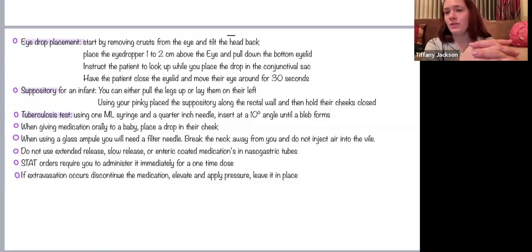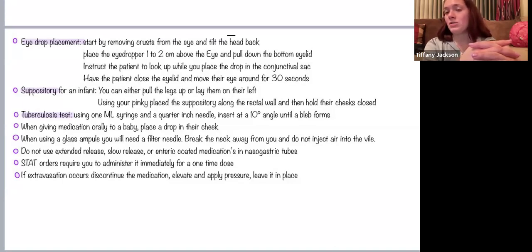When giving an infant a suppository, it's important to either pull their legs up or you can lay them on their left side, but the only difference is after we give the suppository, instead of just leaving the patient be, we're going to have to hold their cheeks closed. We also use our pinky. When giving a tuberculosis test, we use a 1 ml syringe and a 1/4 inch needle, and we essentially insert it at a 10-degree angle, and we're watching for a bleb to form. If you're ever giving oral medications to a baby, just place the drop in their cheek.